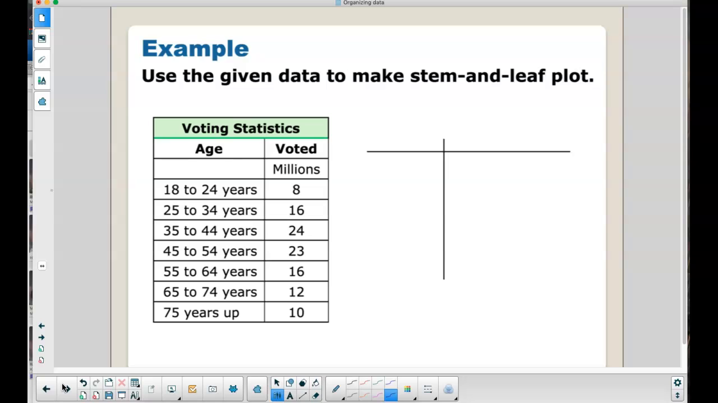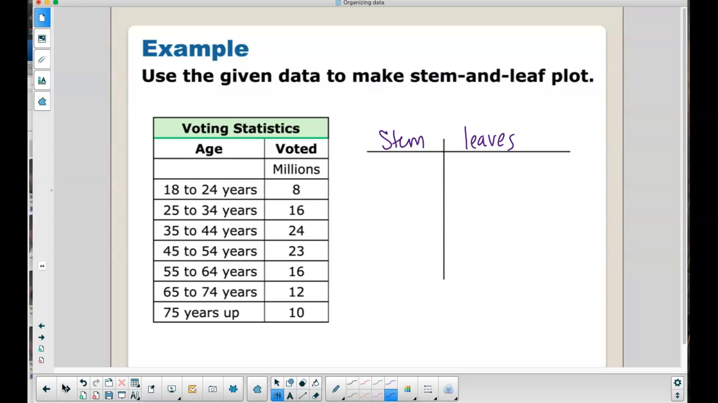This one is voting statistics, and so it says their age and how many million people voted. So we want to make a stem and leaf plot of the number of people that voted. So we have our stem and our leaves. What do our stems start at this time? Brooklyn, what do you think? Would it be 0? Yeah, it would be 0.